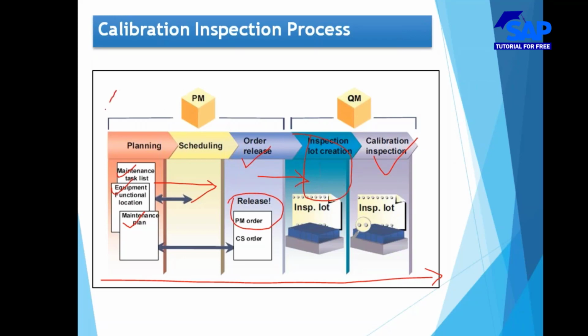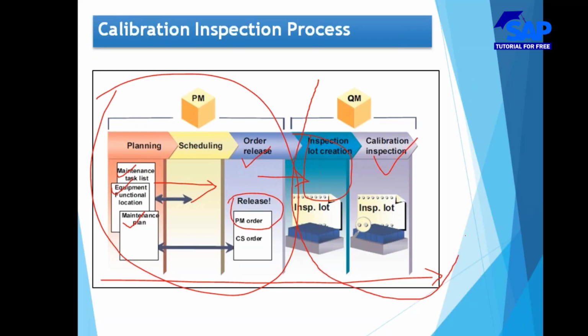Some functions you will be executing in the PM module, and some functions you will be executing in the quality management module. Most of the master data will come from the PM module. Then in the processing, when they create the maintenance order, the calibration order, along with that you will get an inspection lot for the QM module. Then using that inspection lot, you carry out your inspection activity. So this is the process flow in detail.